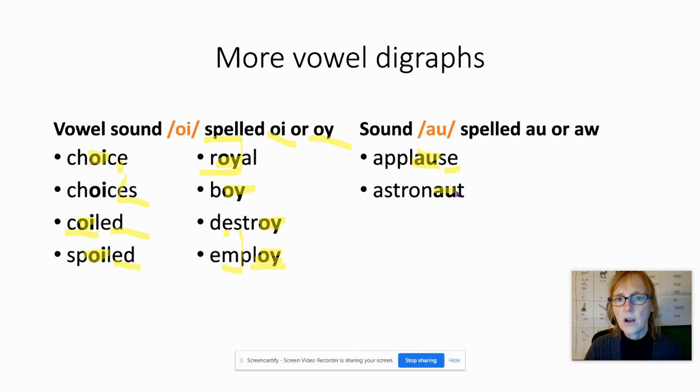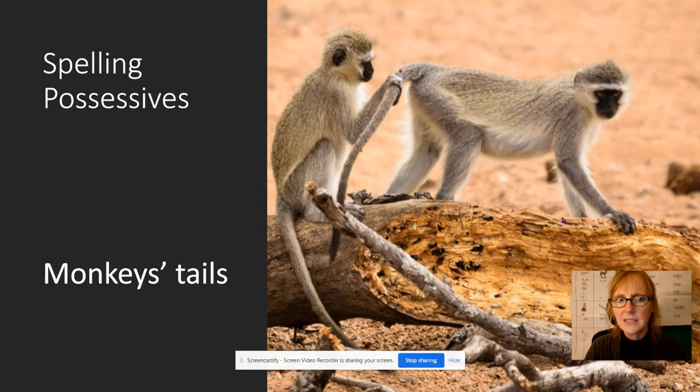Astronaut, here's our aw in the final syllable, astronaut. And applause, again, the aw in the second syllable, the e is there to help the s not be the last letter in the word. And then we have a w usually at the end of the word, raw. And then we have squawking, that aw sound there in the middle of the word. Oops, those were the only ones I put in there.